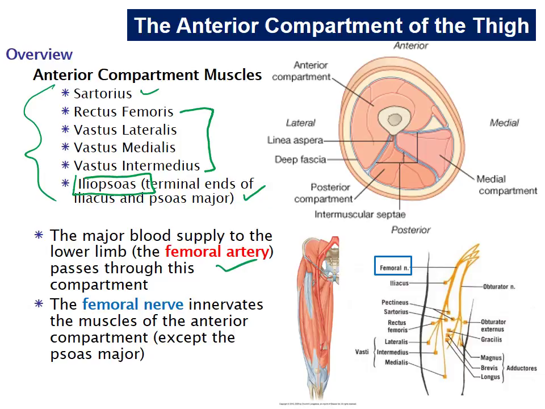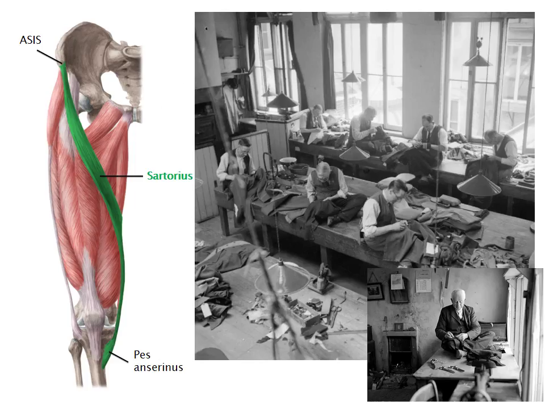And here we have the major blood supply and the major nerve, the femoral artery and the femoral nerve. The first muscle we get to, the most superficial one, is the sartorius muscle. The sartorius is pretty cool. It comes from the ASIS and inserts down here onto the anteromedial tibia, a little bit below this condyle right here. And this is called the pes anserinus.